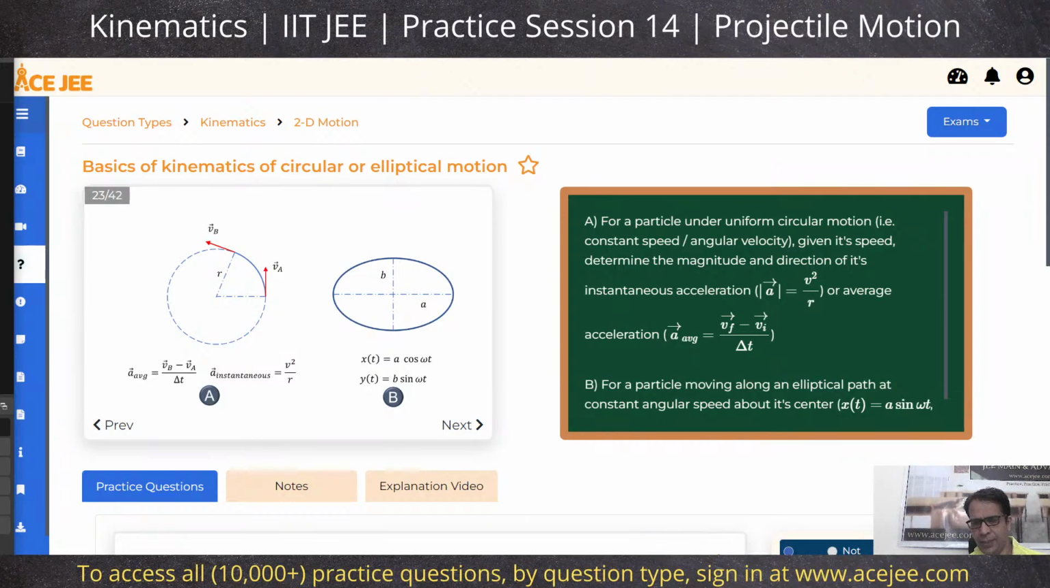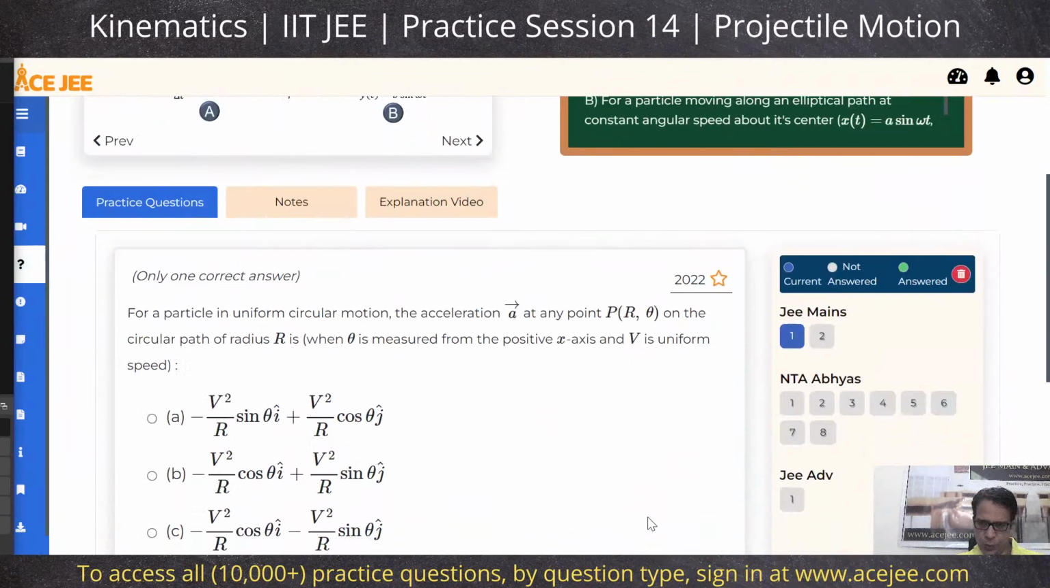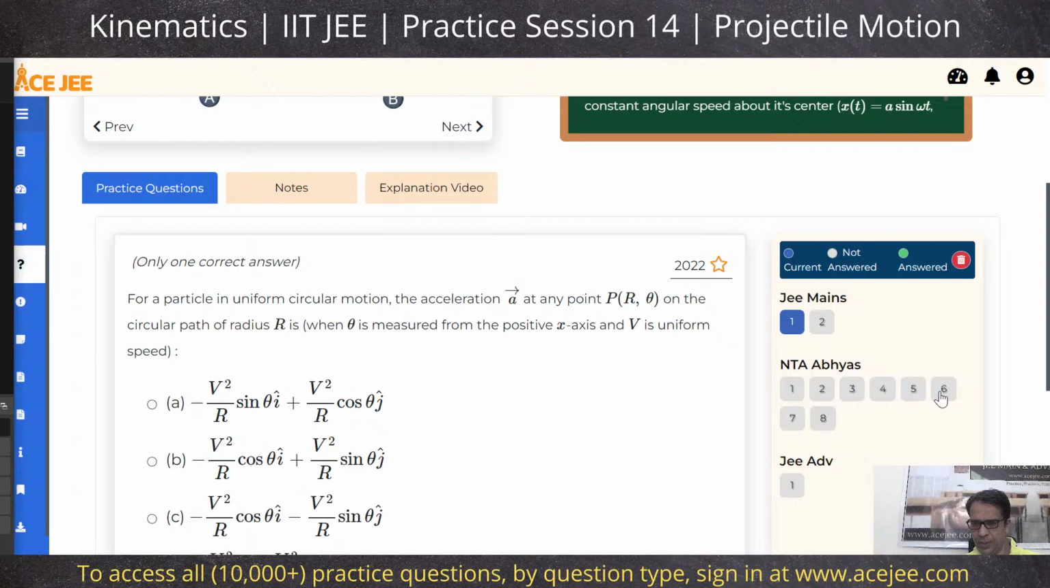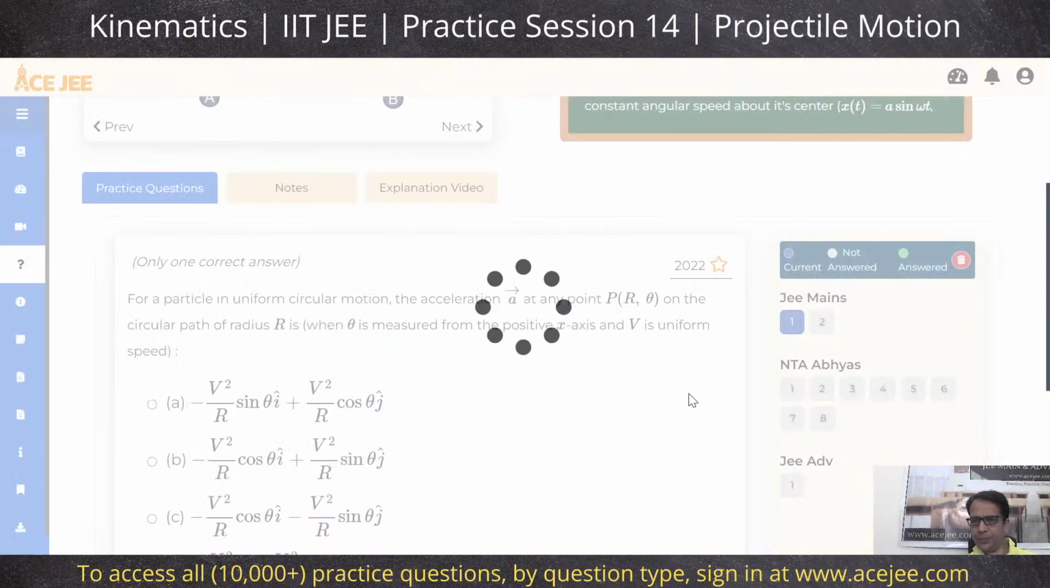Yesterday's class, we did the kinematics of circular motion. Let's go ahead and solve two more problems. We did a few problems yesterday, but let's do two more to make sure that we have the momentum. Let me go to the anti-abhyas questions. Let's try number 6 and 8. Let's begin with number 8, please.